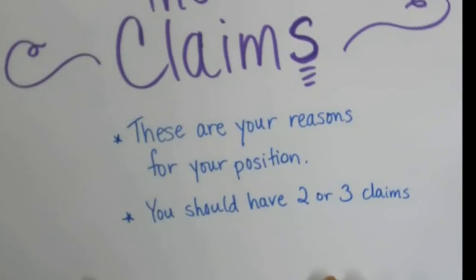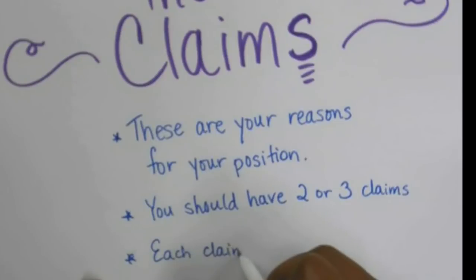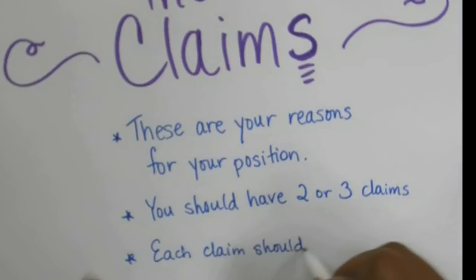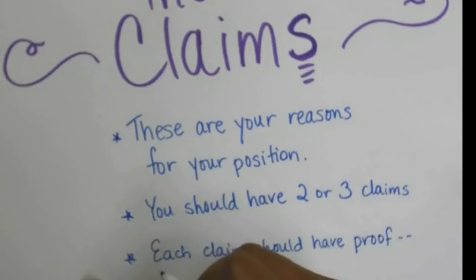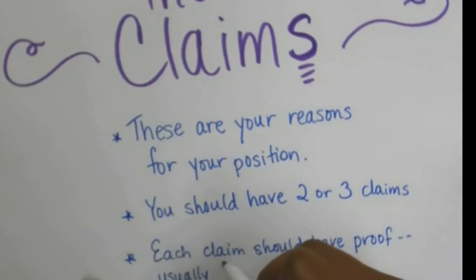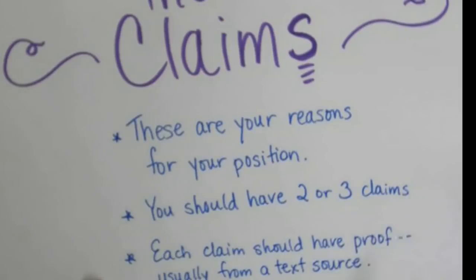And this is usually from a text source. So if you were reading, this is where you would go back to the text to support your claims or give reasons for your claims. Each claim would turn into a short paragraph. And so if you had 2 claims, you would have 2 short paragraphs.